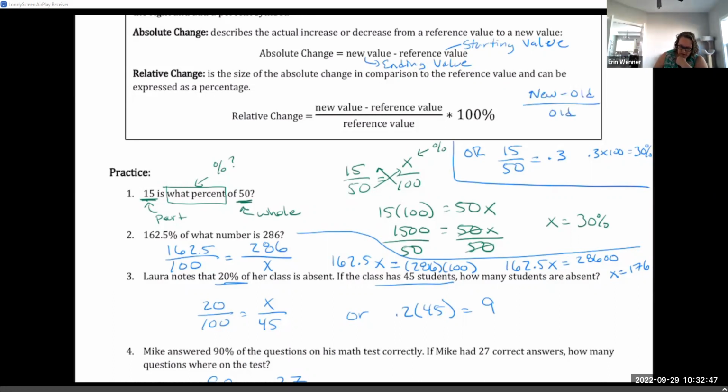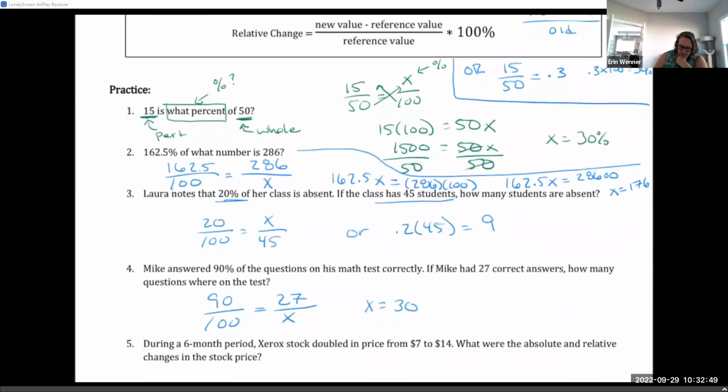So again, how did I get the 30? If we cross multiply, 90 times X equals 100 times 27. We divide by 90. And X equals 30.